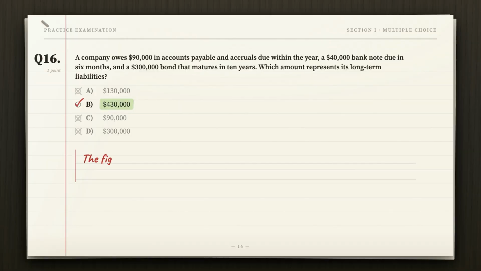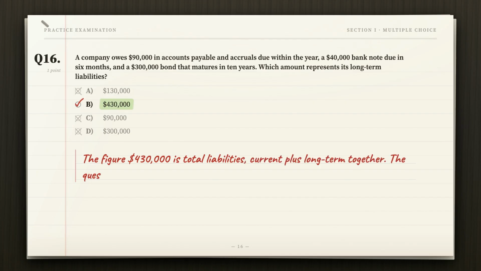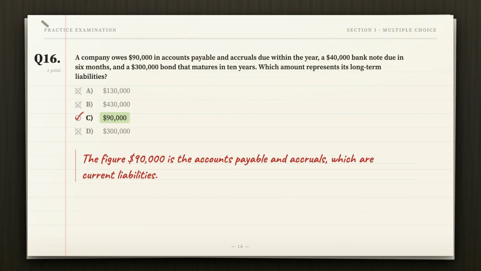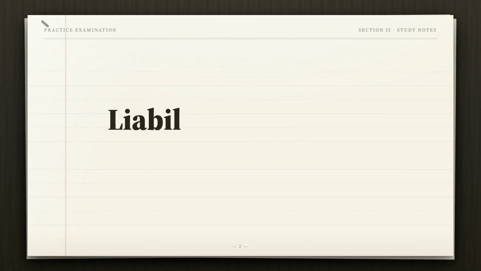B is wrong because the figure $430,000 is total liabilities, current plus long-term together. The question asks specifically for the long-term portion. C is wrong because the figure $90,000 is the accounts payable and accruals, which are current liabilities. The bond is the long-term item.